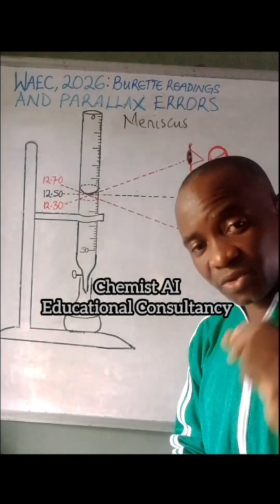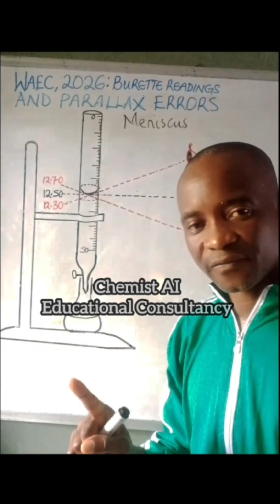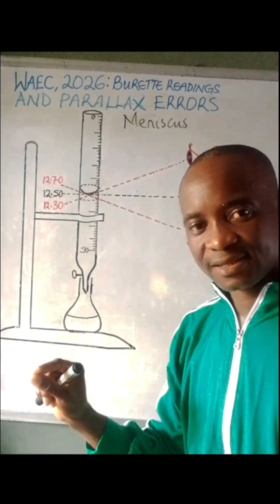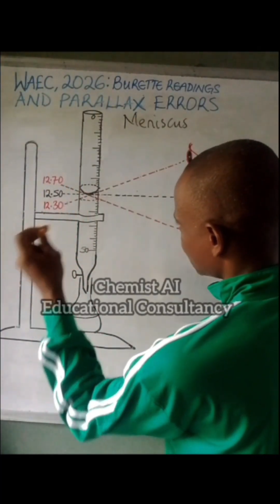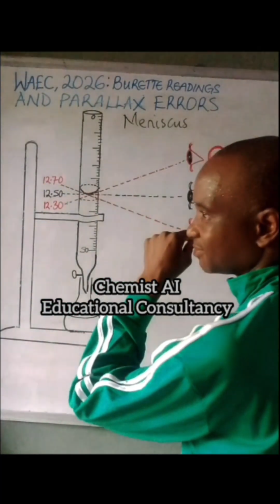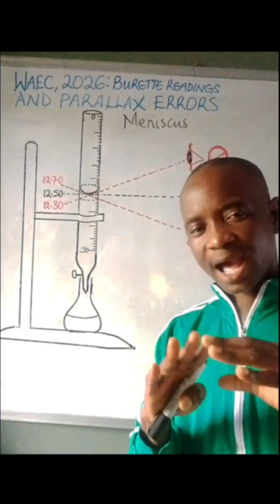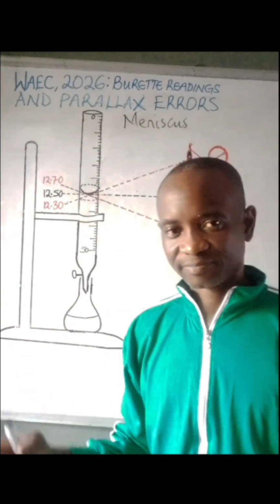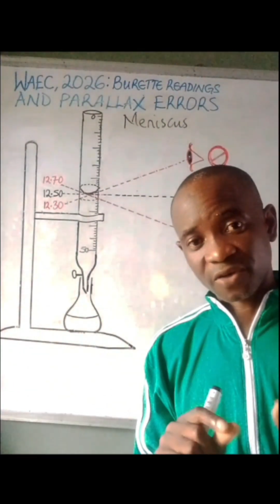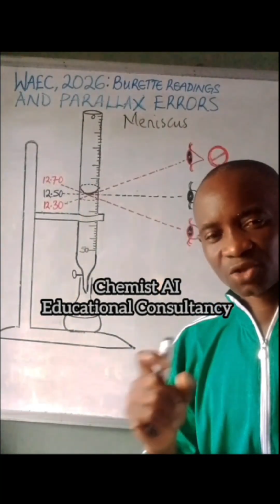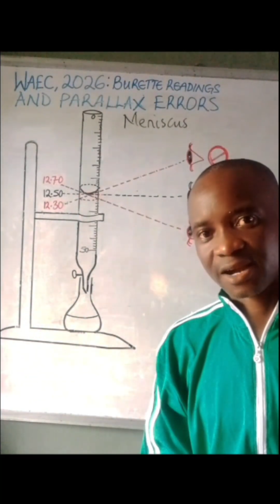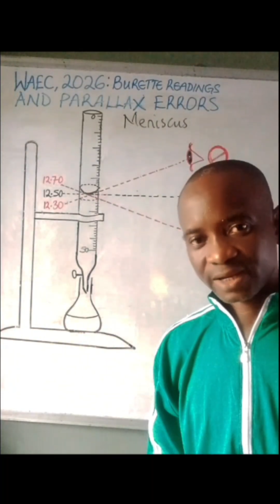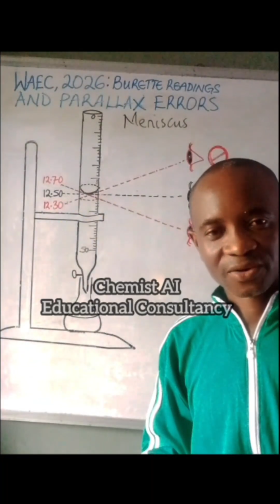Number 3 rule, use a reading card. It's a white sheet of paper with a black line on it. You place it at the back of the burette. Arrange the line in a way that it will coincide with the meniscus line. This will darken the meniscus and make the visibility clearer. And finally, make use of a digital burette. In instrumental chemistry, you are advised to use digital devices like a digital burette. If you use a digital burette, anything pertaining to parallax error will be eliminated.